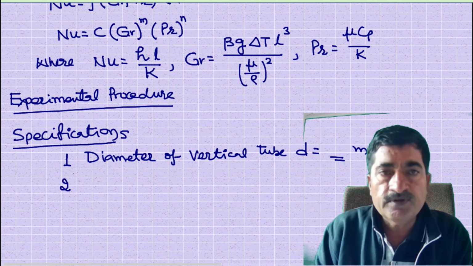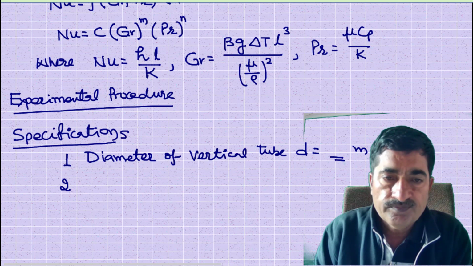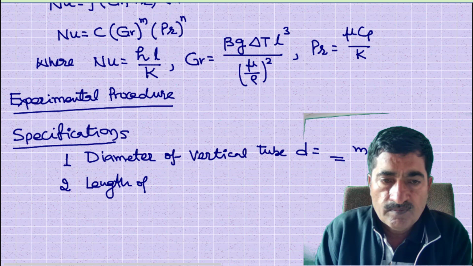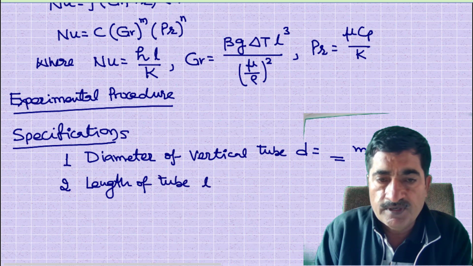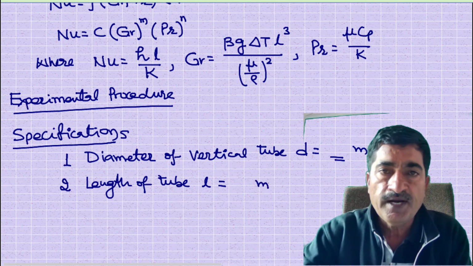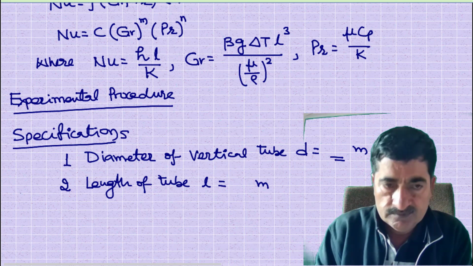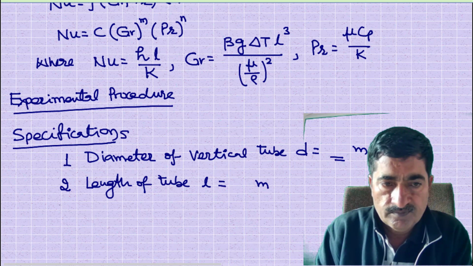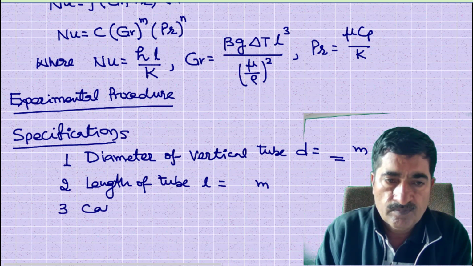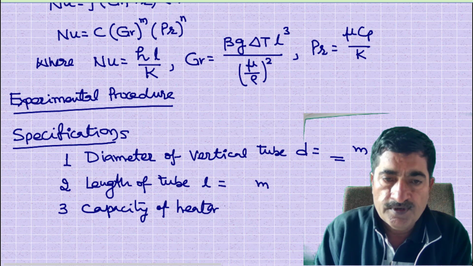Second specification, the length of the tube, it is given in meter, and the capacity of the heater, in watt.